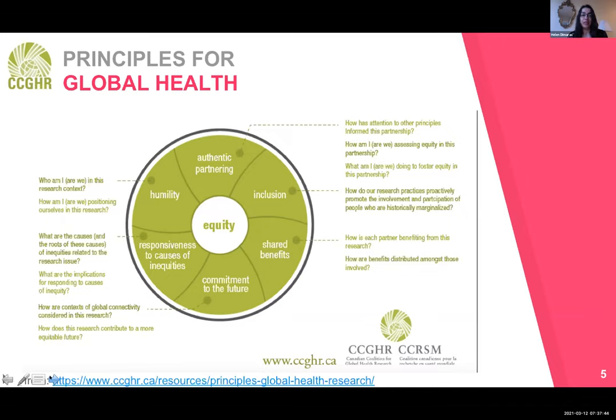As academics from the University of Toronto, we come from a very privileged position in the world. And so we need to consider who we are in the context of our global health activities, how we're positioning ourselves in that partnership, and how we can really learn from our partners around the world, recognize that this is a learning opportunity for us as well, and that we are not always there to lead, but also to follow and support in the individual activities.